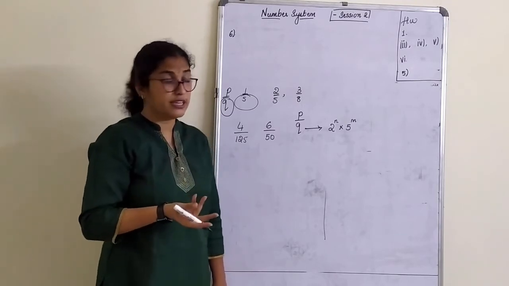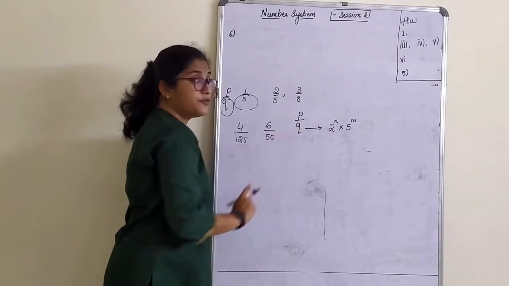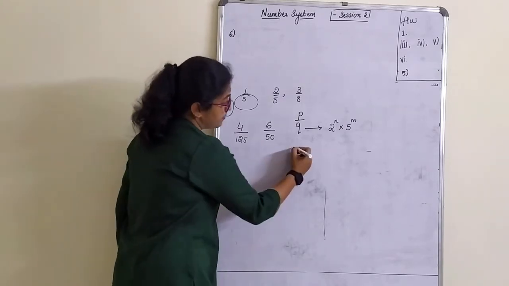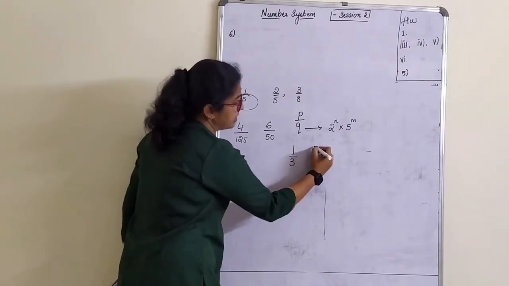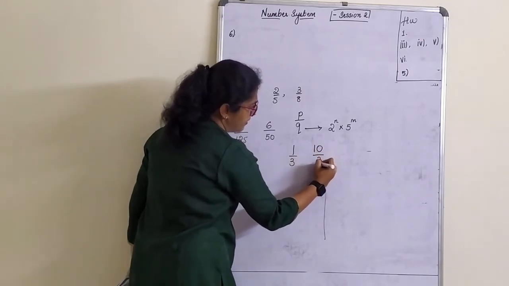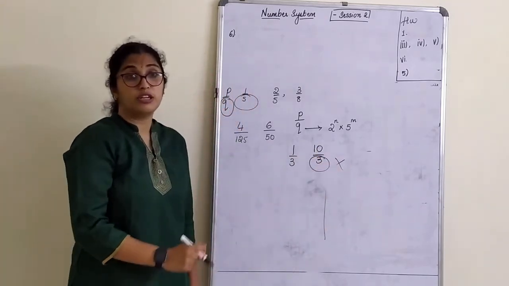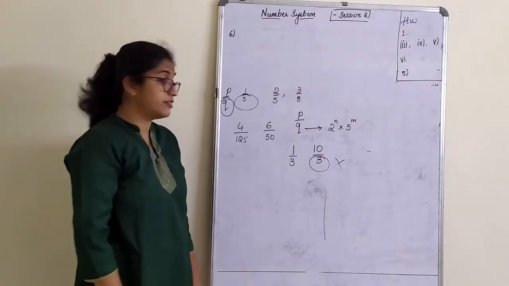Exponents, what I am talking about. So if q is in this form, only then it is terminating, otherwise no. Now 1 by 3, or say 10 by 3, whatever it is. Looking at the denominator, I can tell that it is not terminating, just looking at the remainder.